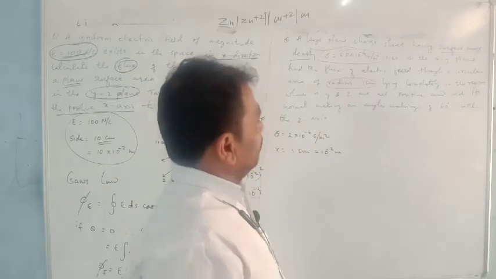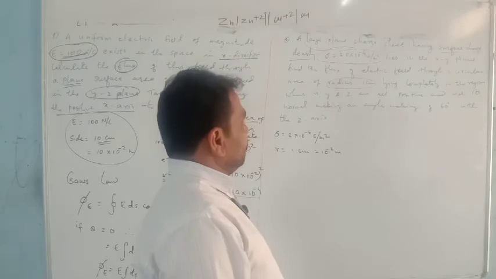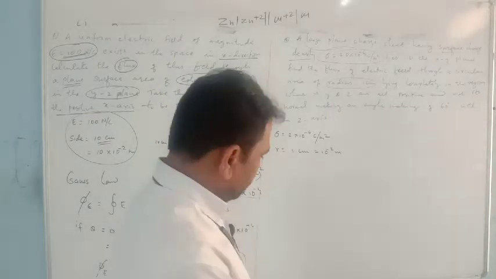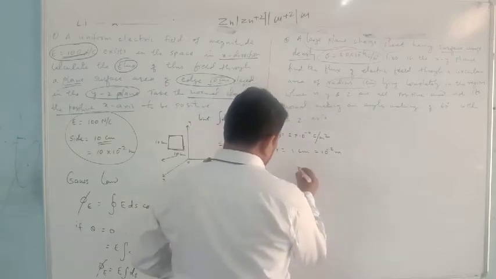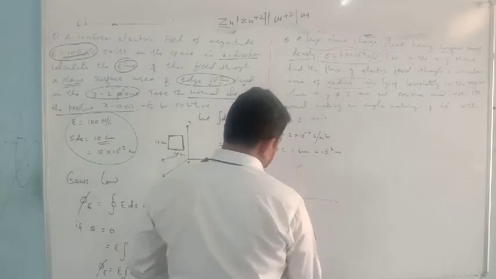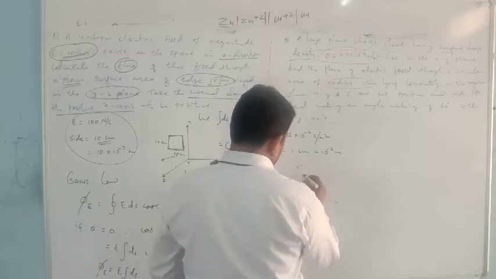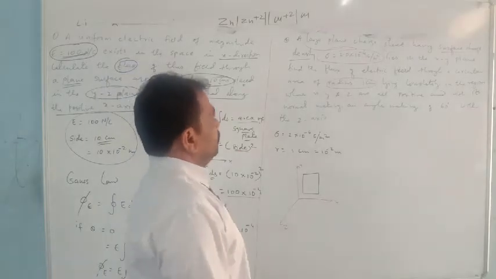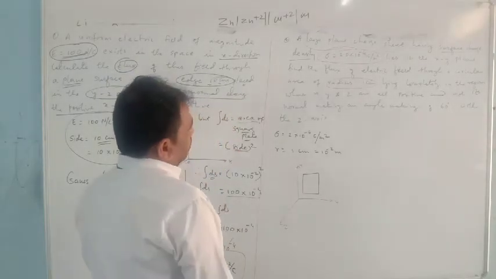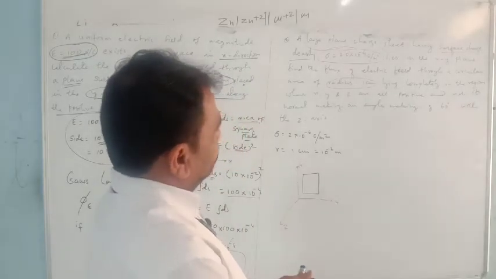Means here a large plane sheet is having surface charge density and lies in the xy plane. So here if we consider this one is the xy plane, suppose this one is the y axis. So here we consider a large plane charge sheet, and here a circle is placed. Find the flux of the electric field through the circular area.